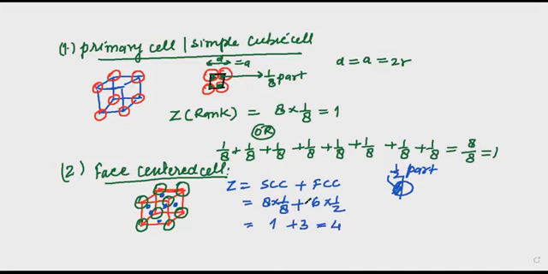In SCC there is 1 by 8 at each corner, so 8 corners times 1 by 8 gives 1, and the rank will be 4. Clear? Now after that we come to the distance. Suppose we name this one A, this one B, and this one C. So we want the distance between these three atoms, meaning A to C.